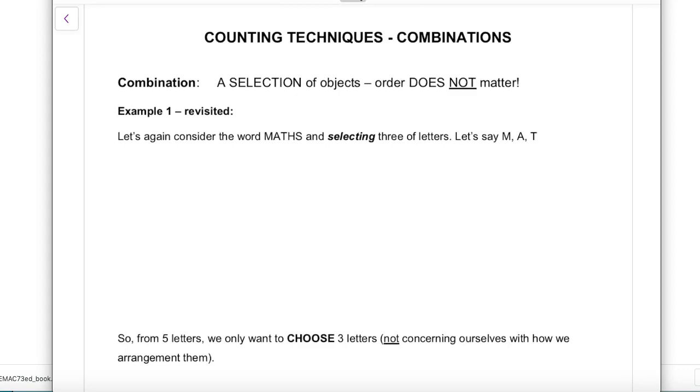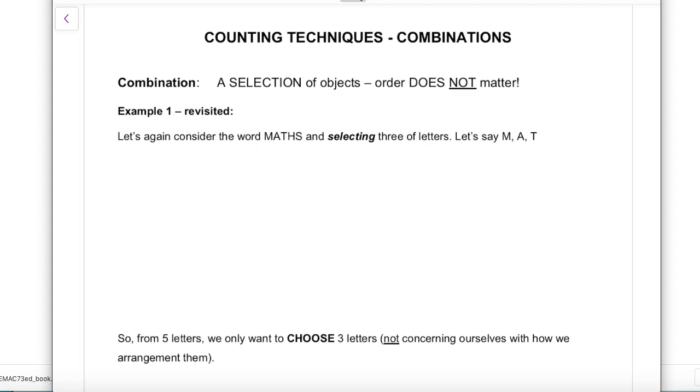In this video, we're going to have a look at combinations and how they're different to a permutation. So a combination is a selection of objects where the order that we put these objects in or select them in does not matter. So we're going to go back to one of our very first examples using the word maths. So from those 5 letters, we're going to select 3 letters. So let's say we select the letters M, A and T.